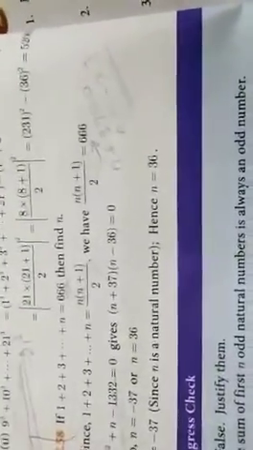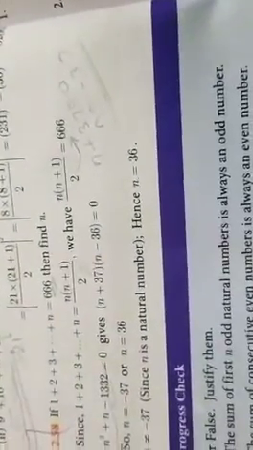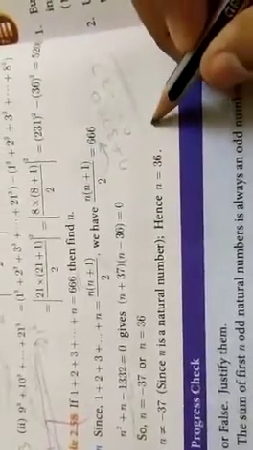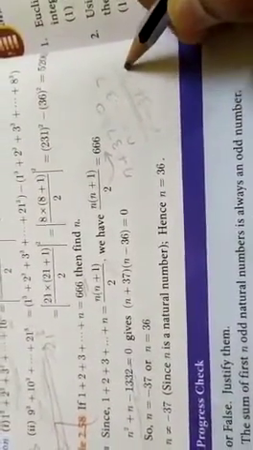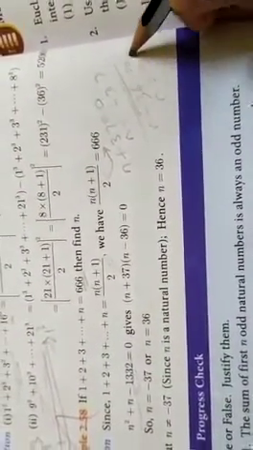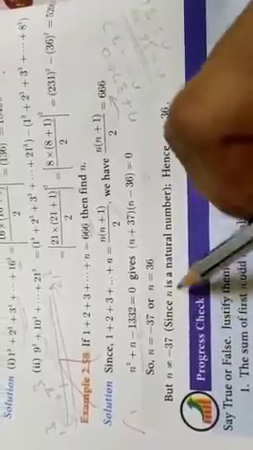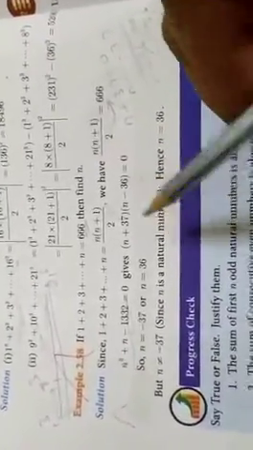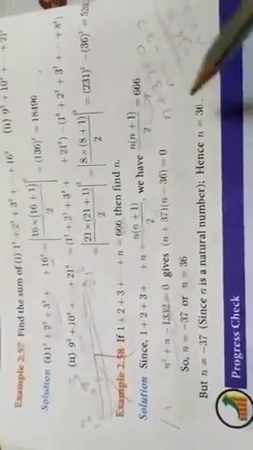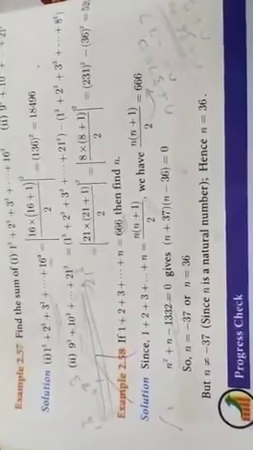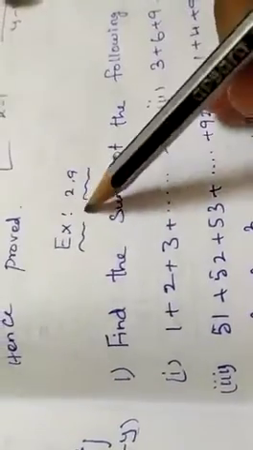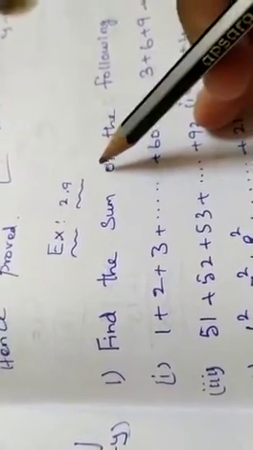Numbers cannot be negative. Number of terms cannot be negative, I have already told you. So n minus 36 equal to 0, n equal to plus 36. This can be the number. But n is not equal to minus 37 since n is a natural number. A natural number is not negative and the number of terms should not be negative at all. So hence n equal to 36. That's it.